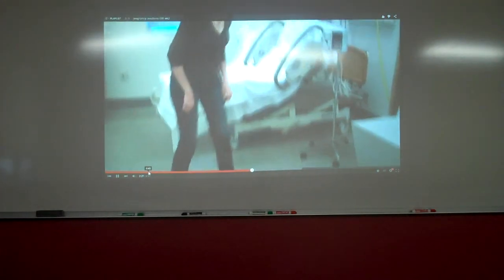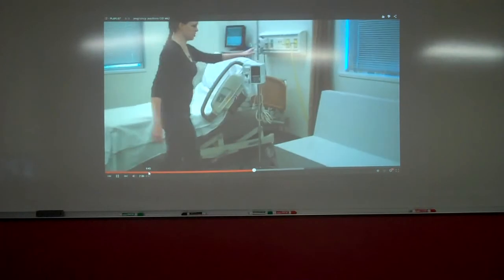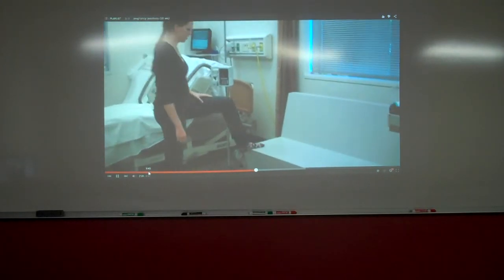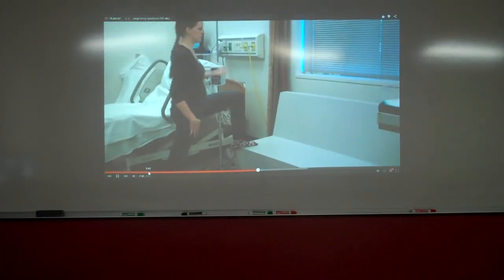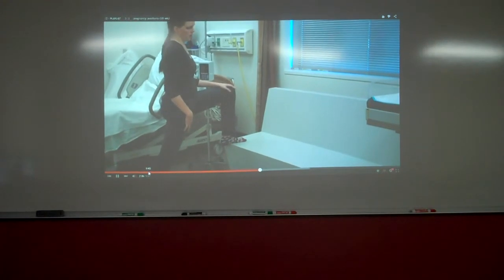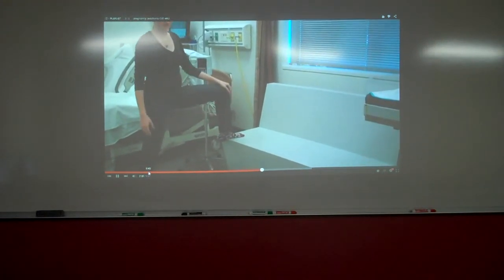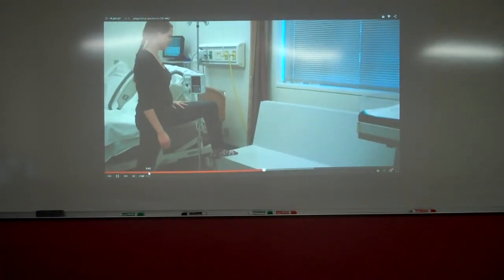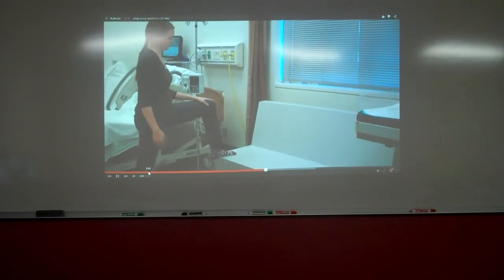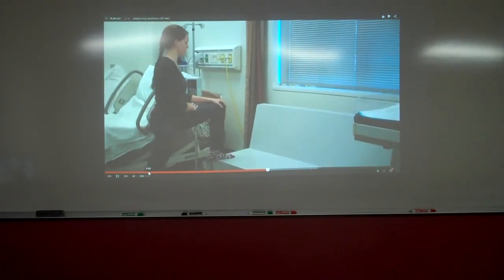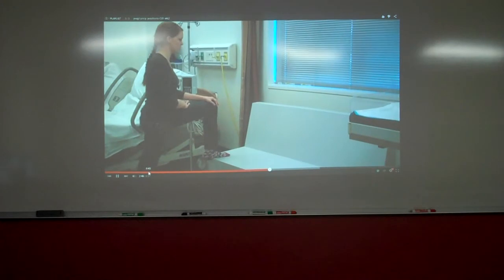Lunging, and you can use something for support either way. Probably more for pregnancy rather than in labor, but either way, whatever is comfortable to you.